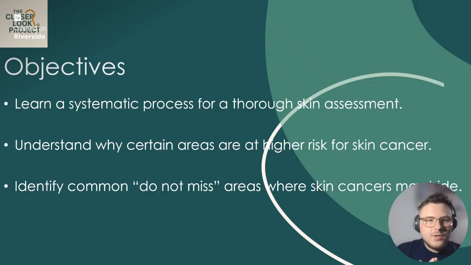So for the objectives, we are going to learn a systematic process for a thorough skin exam, understand why certain areas are at a higher risk for skin cancer, and then identify common do not miss areas where skin cancers may be prone to hiding. I hope that these objectives are attainable for you, and I would love to have your feedback upon completion of each chapter.